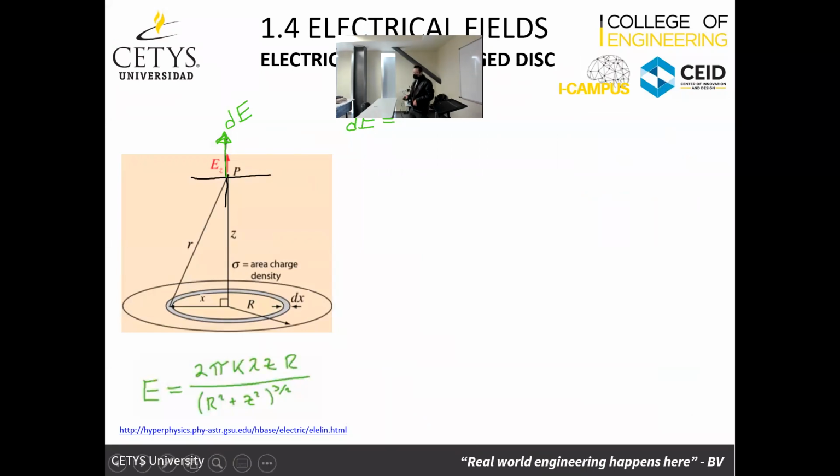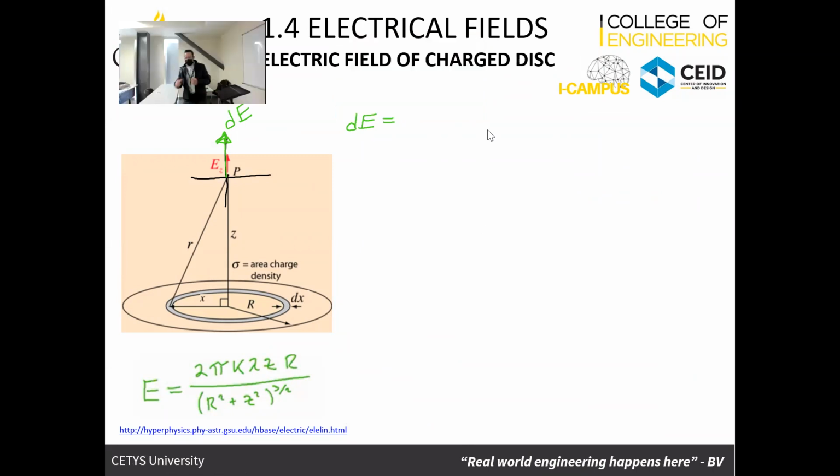Now let's assume that the way we comprise a disk is that it's an infinite number of rings that we're adding up. So we're going to be based on this expression here, but we're going to change a few things. In the original representation, we had a ring that had a certain radius.